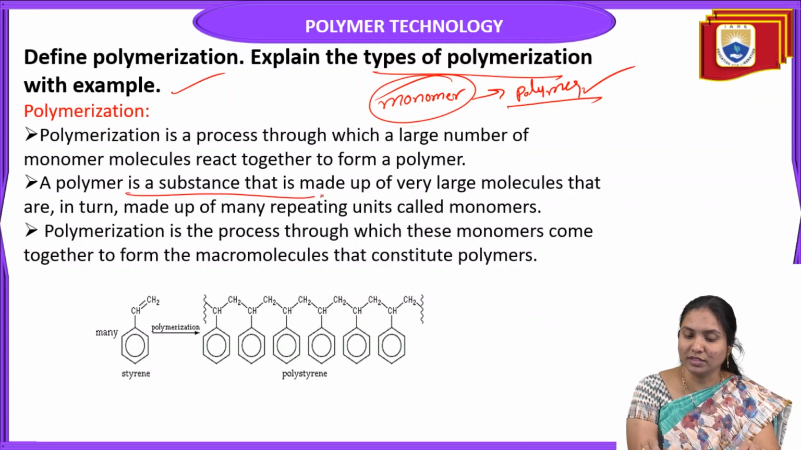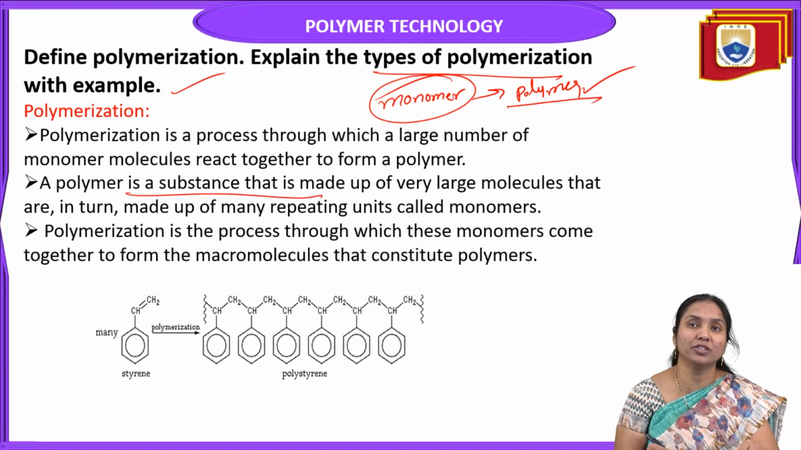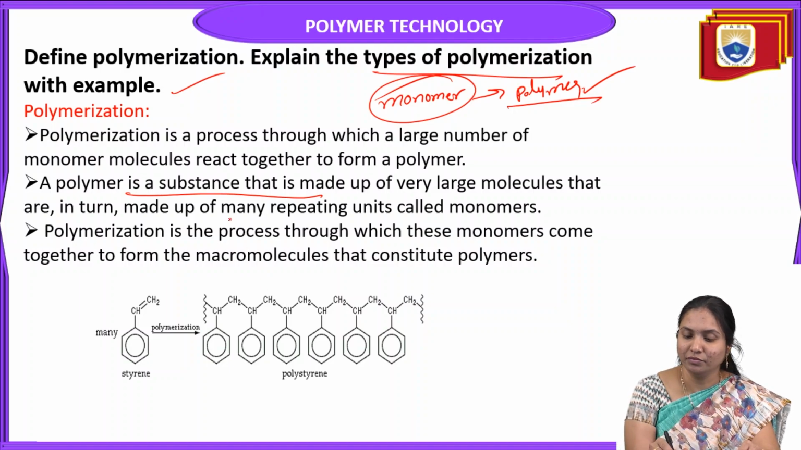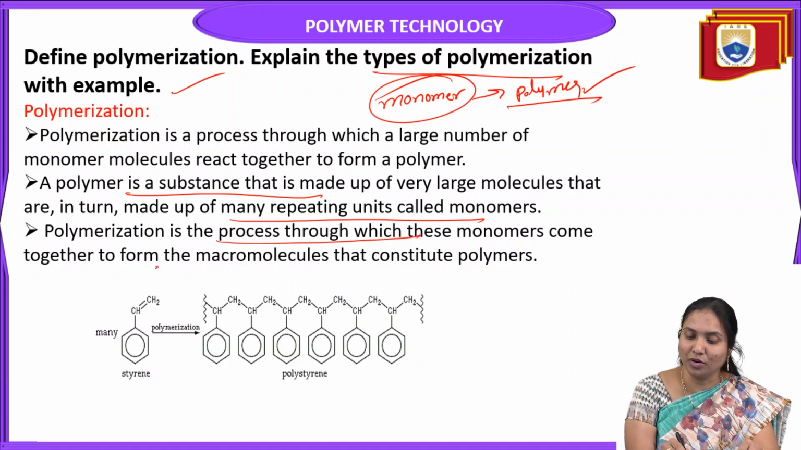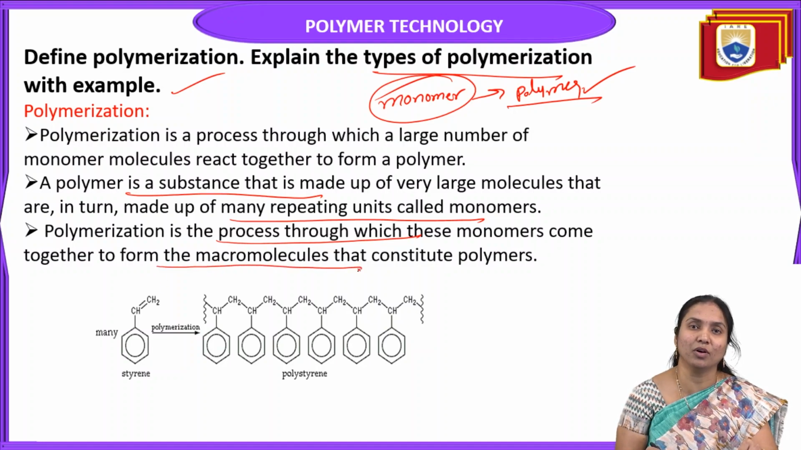A polymer is a substance made up of very large molecules, which are in turn made up of many repeating units. Just now we discussed that a monomer is a single unit. A number of monomeric units repeated several times give a polymer. Usually a monomer is a low molecular weight compound and a polymer is a high molecular weight compound. The conversion of monomer into polymer is called polymerization, a process through which monomers come together to form the macromolecules that constitute the polymer.